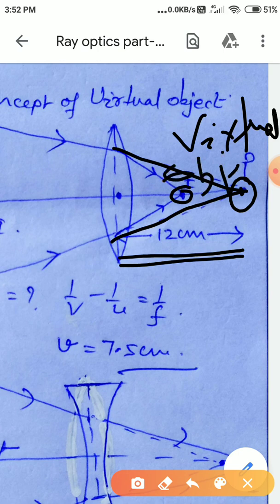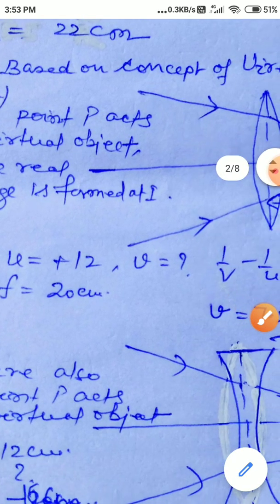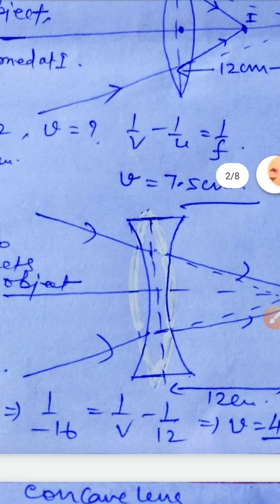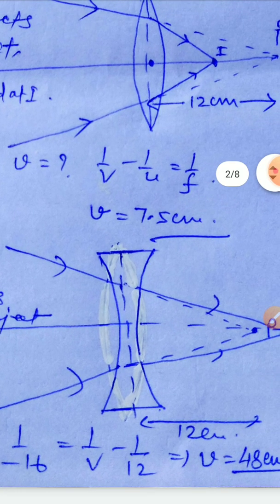Virtual object. So this distance of 12 centimeter is u, and this distance is v, and the focal length is 20 centimeter. Now substituting the values, u is 12 centimeter, focal length of convex lens is positive 20 centimeter, we get the value of v as 7.5 centimeter. So this is the point where we get its image, that is, they will converge at a point 7.5 centimeter from the lens.